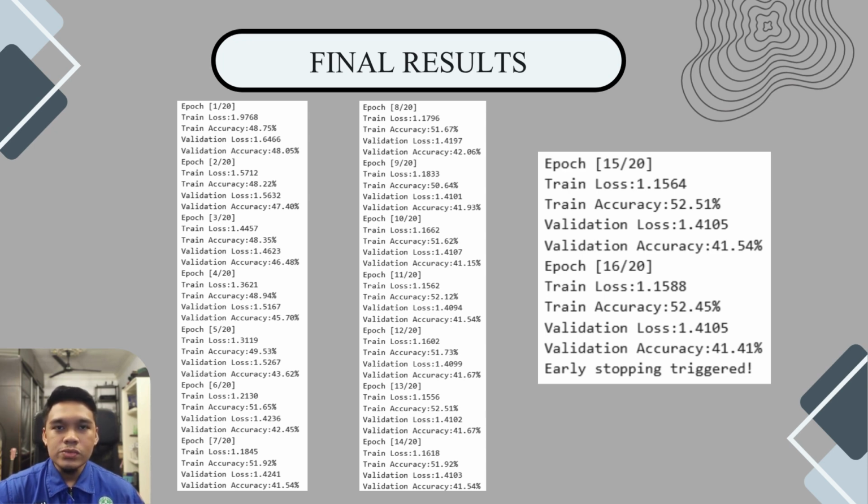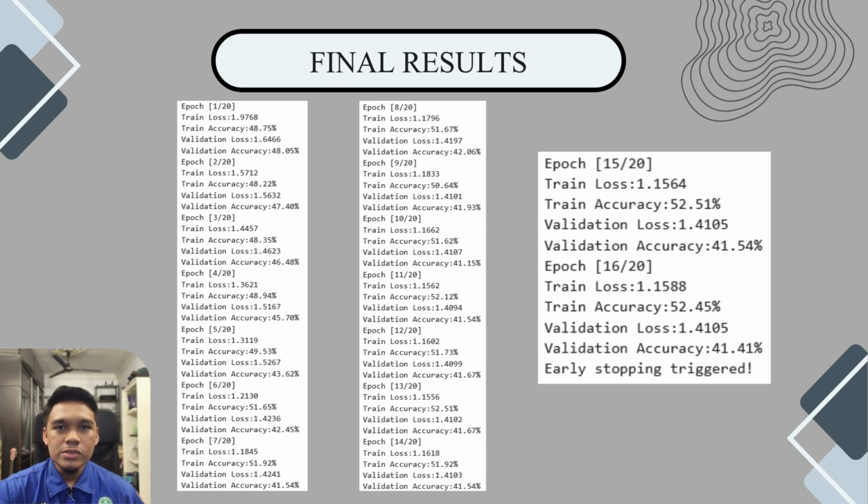The training process was automatically terminated at epoch 16, when no significant improvement in validation performance was observed. This approach helped preserve the best performing model and prevented unnecessary computational costs. At the final epoch, the model achieved a training accuracy of approximately 52.45%, while the validation accuracy was around 41.41%.